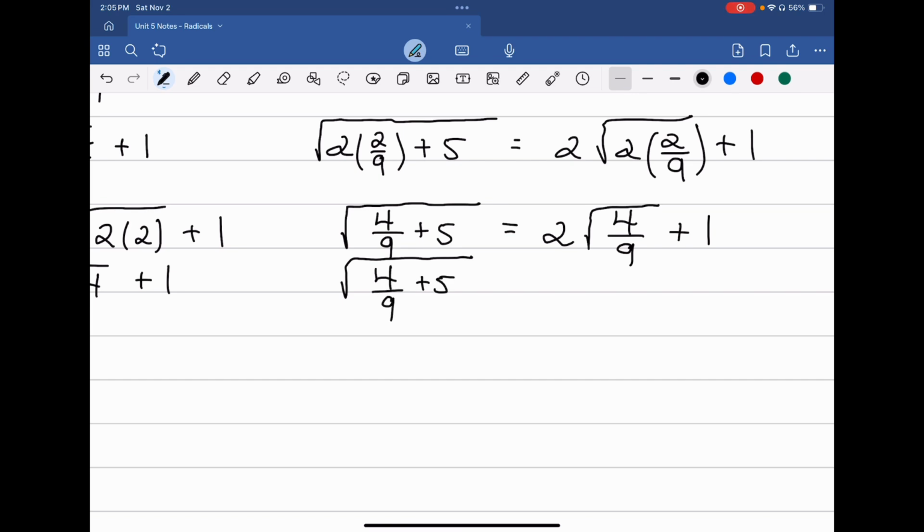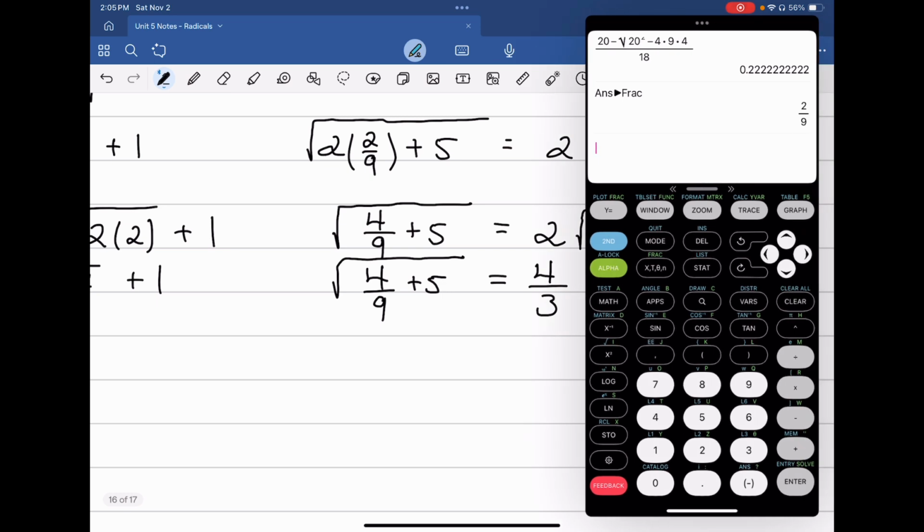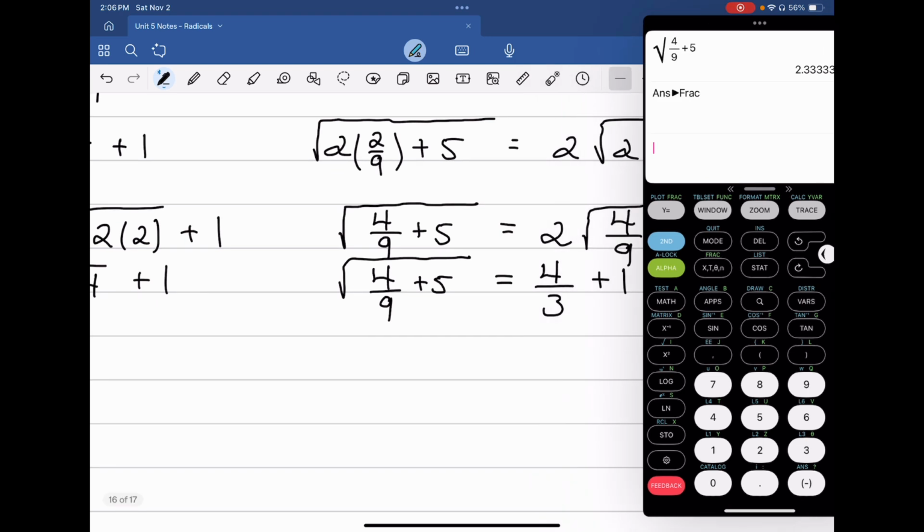In my calculator, I'll do the left-hand side piece, so I'll just leave this as 4 over 9 plus 5. And then this is going to be equal to, on my other side, square root of 4 is 2, 2 times 2 is 4, 4 over the 3, which is the square root of 9, plus 1. Now what we can do is we can just type these in and see what we get. So square root of 4 over 9, I'm going to enter a fraction, 4 over 9, and put plus 5. This ends up giving us 2.33.